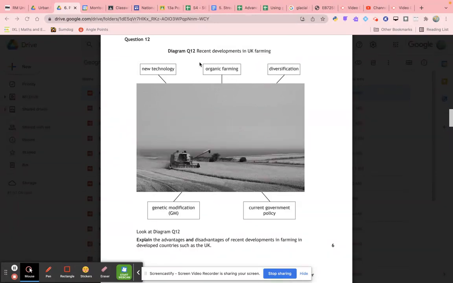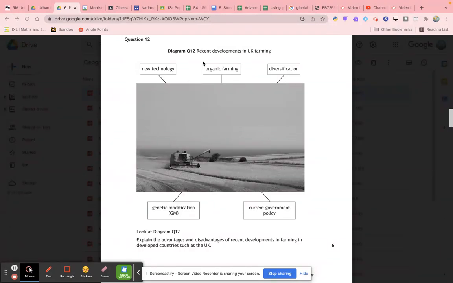So whilst the farmer is inevitably going to grow less crop or less animal if it's organic, they benefit because people are willing to pay a higher price for organically raised food because it's in high demand, especially for health reasons. So there's an explanation for the advantages.